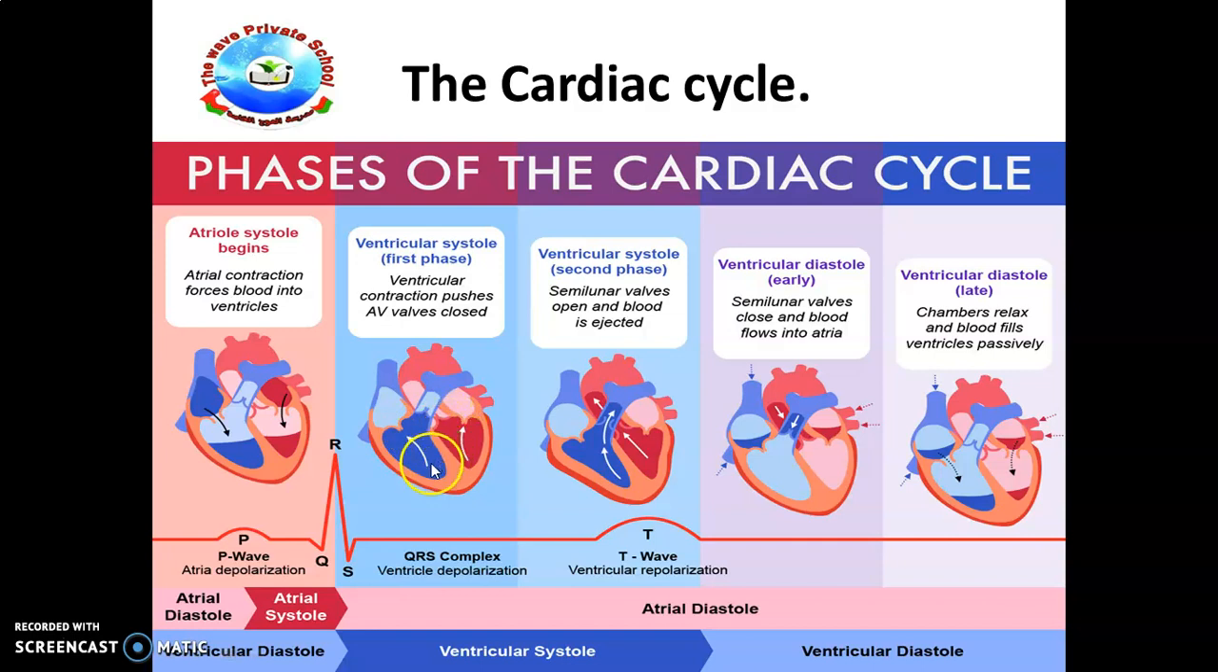Okay, so when it is pushing up, the AV valves will be closed. Then the semilunar valves open and blood is ejected. These semilunar valves will be opened when the AV valves are closed. These two semilunar valves will be opened and the blood is ejected up. After that, the semilunar valves close. Here they are closed and the blood flows into the aorta.